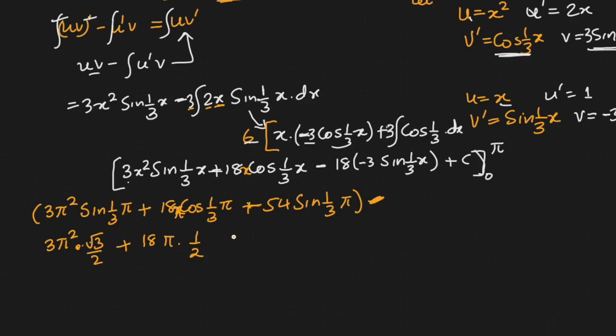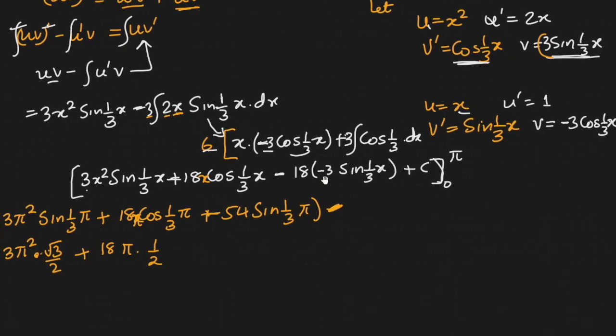There is something wrong here. This 3 sine 3x is positive. Why did I write negative here? I think I shouldn't have written negative here. So this is not negative. That means this part becomes negative. Yeah, because of this negative which we borrowed from here. Okay, so it becomes 54 times square root 3 over 2 again.